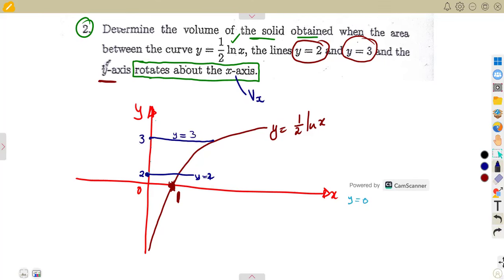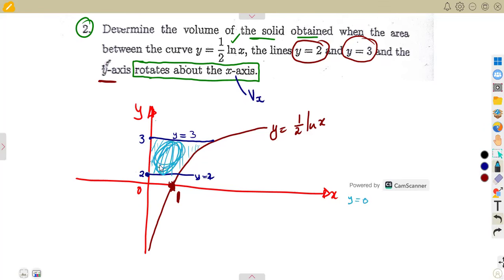So they are saying this is supposed to be between this line and the y-axis. The y-axis is there also here. So which region is bound? You see that the region that we are talking about is this one. Between the curve, y is equal to 2, y is equal to 3, and the y-axis. That is where the area is that we are going to rotate.